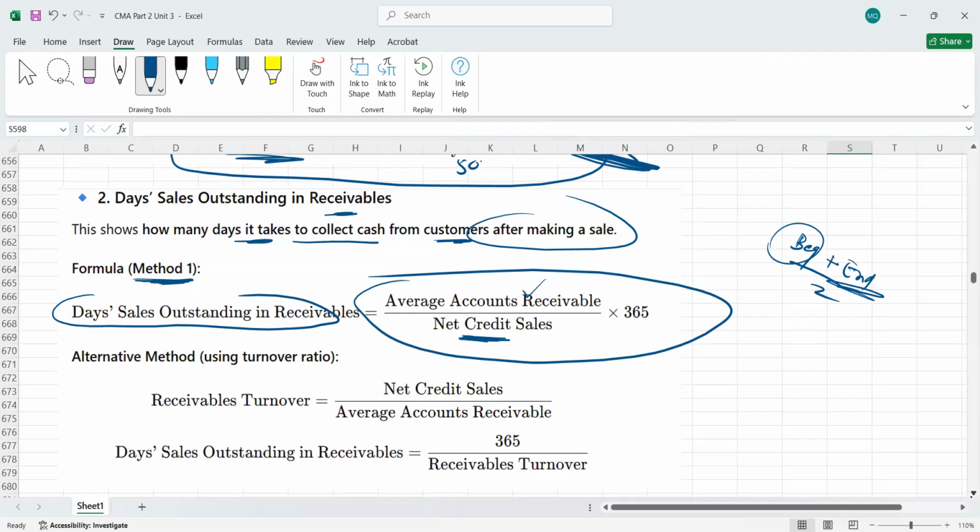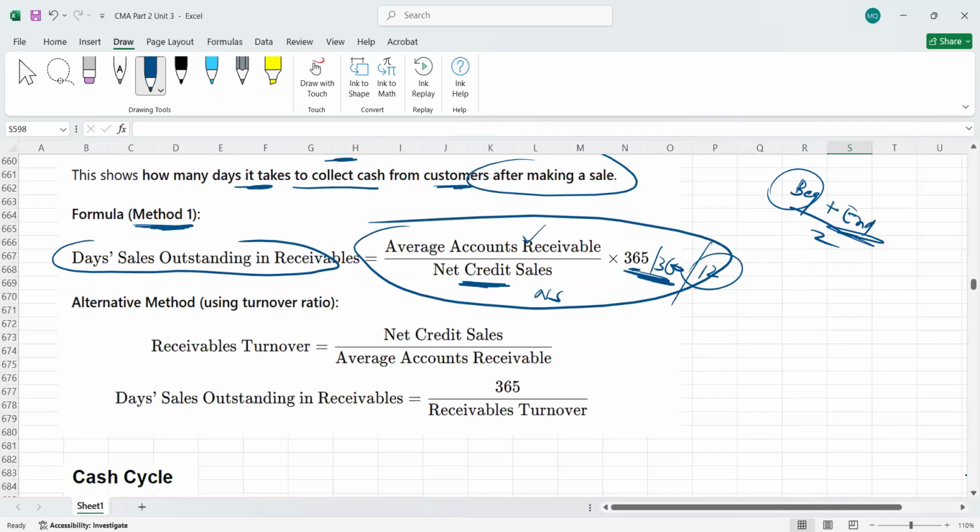If net credit sales is not given, you can use net sales also, because companies might have cash and credit sales both. If cash and credit sales both are given, you have to use net credit sales. If no difference is provided between cash and credit sales, then you can use the net sales figure. Multiply by 365 or 360, and this will give you the answer in days. But if you multiply by 12 months, you will get the answer in months. So this is one way to calculate the average collection period.